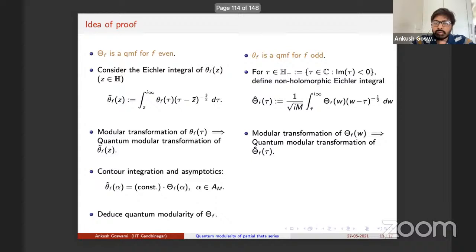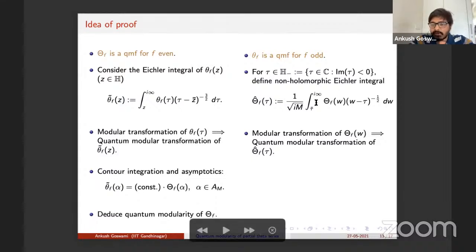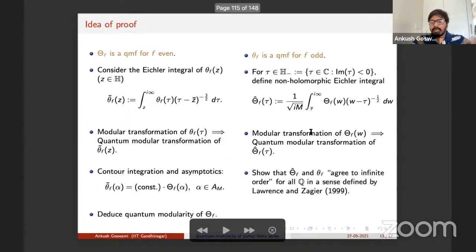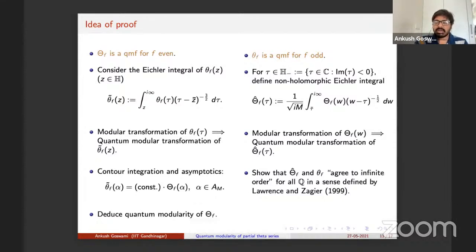And what you do is you use the modular transformation of this function, capital theta sub f of w. In this case, you will have a modular transformation property for capital theta sub f of w because f is odd. And using that property, you find the quantum modular transformation of this Eichler integral, the capital theta sub f hat function. And then you show that the Eichler integral and the theta function that you want to show is a quantum modular form agree to infinite order for all rational numbers. This is in a sense defined by Lawrence and Zagier in 1999.